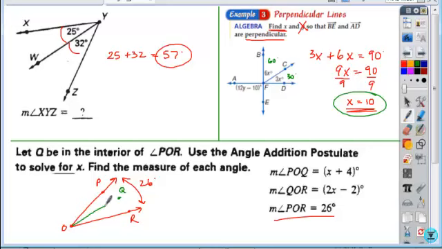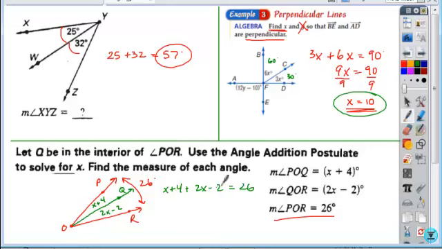So if I set Q here in the interior, and then I express the angles that were given. Angle POQ was given by the expression x plus 4. Angle QOR was given by the expression 2x minus 2. And so what I can now do is set up the sum-of-parts-equals-the-whole relationship of angle addition and say that the parts, x plus 4 and 2x minus 2, have to add up to the whole thing, 26. And then it just becomes a calculation.